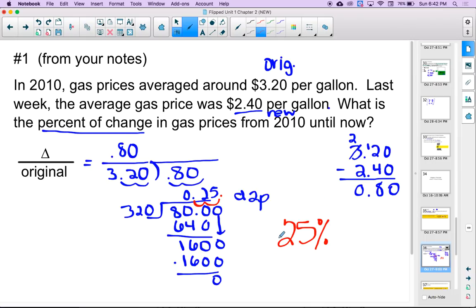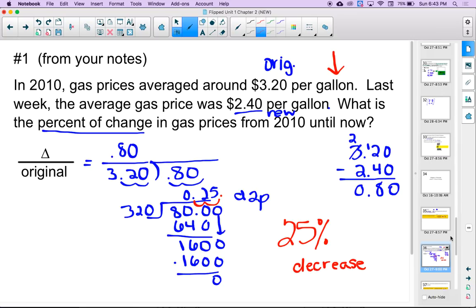So to figure out if it's an increase or a decrease, we figure out if the original got smaller or if it got bigger. So our original was $3.20. Our new gas price is $2.40. That tells me that my gas price went down over those years. So this is a 25% decrease. Please remember to write that word at the end just to tell us, hey, did it go up or did it go down? So this tells me that gas prices decreased by 25%. And what that means is if we took 25% of $3.20 and we decreased the gas by that amount, it would equal $2.40.